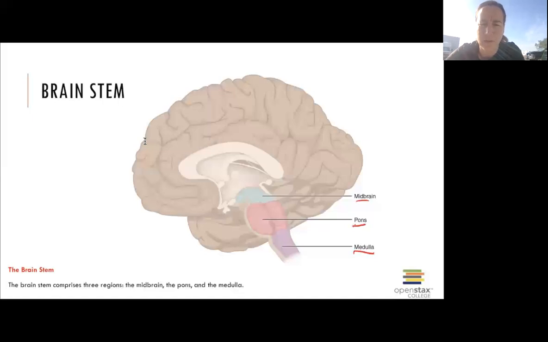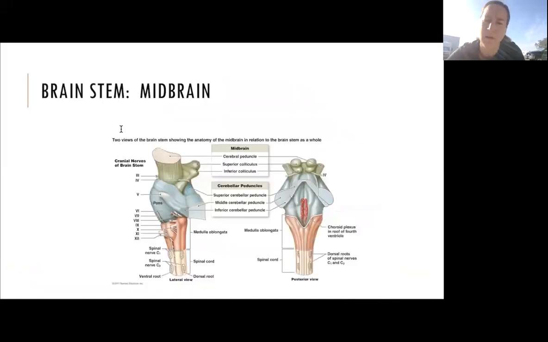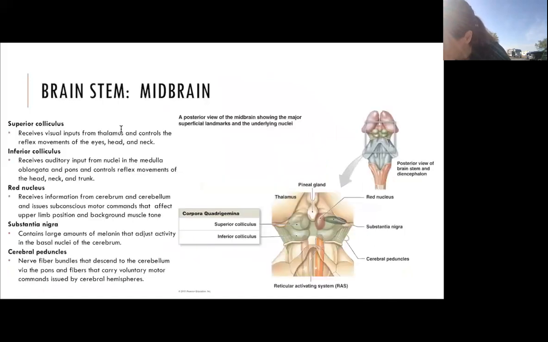So the midbrain is also going to control some of these reflexes, and it's going to contain structures like the... can you see it? You can't see it. Here we are. We've got our substantia nigra, the dark parts, and it's dark because it's got melanin in there, that are going to adjust activity of those basal nuclei. There is the red nucleus that is going to take information from the cerebrum and the cerebellum and interpret it.